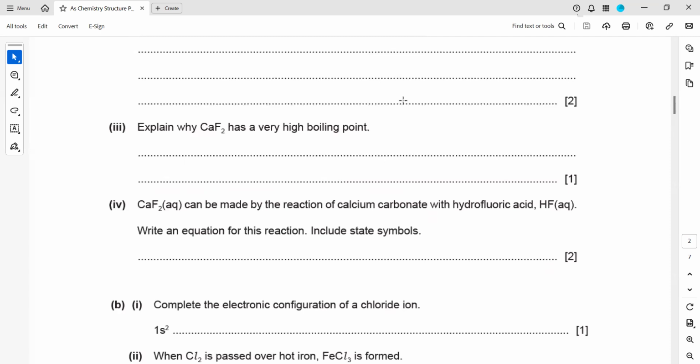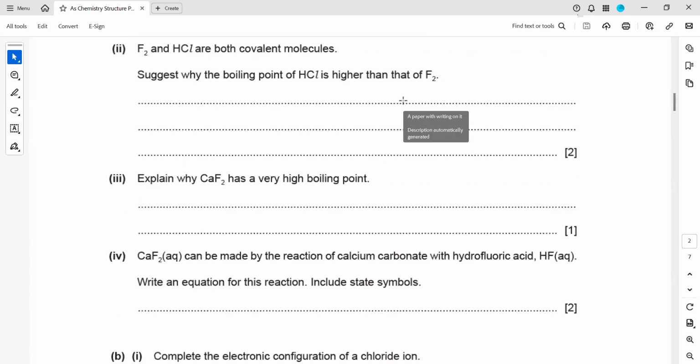Explain why CaF2 has a high boiling point. What kind of compound is this CaF2? Calcium fluoride. Because it is an ionic compound, a metal with a non-metal, they have a strong electrostatic force between the oppositely charged ions. That's why we expect this to have a high melting point. So that's a reason. Next is B2.